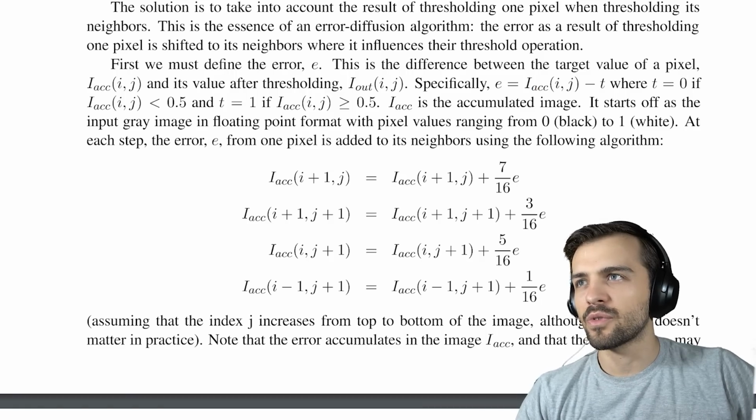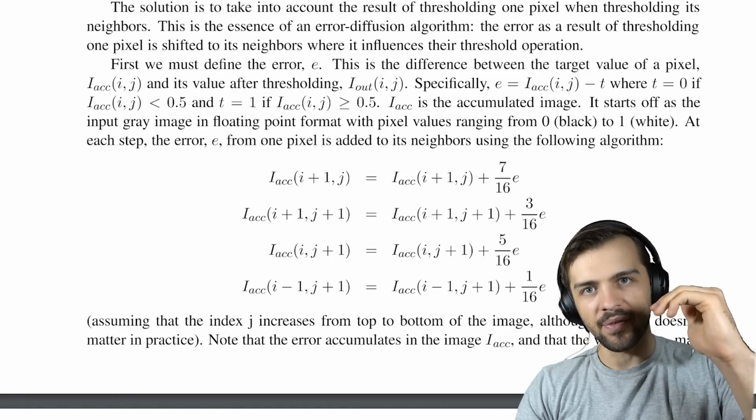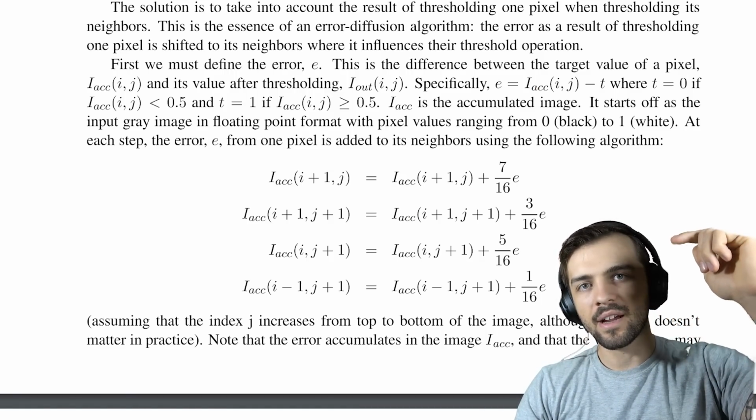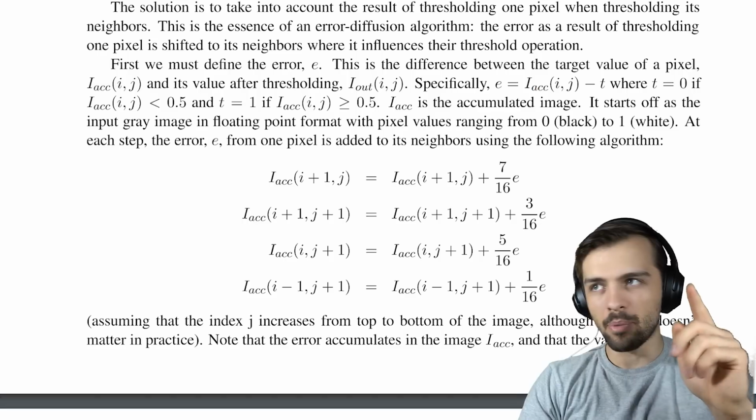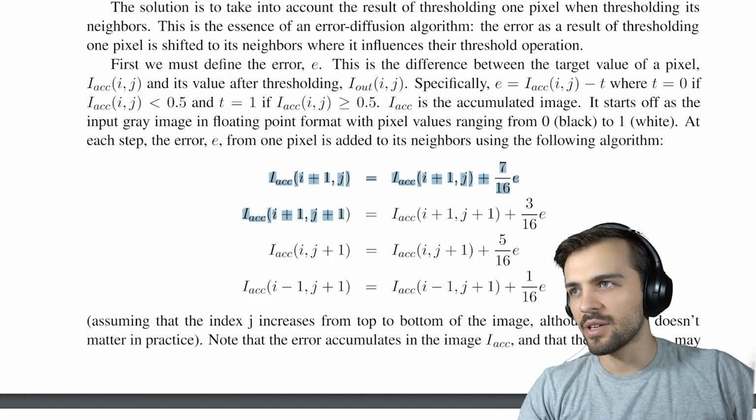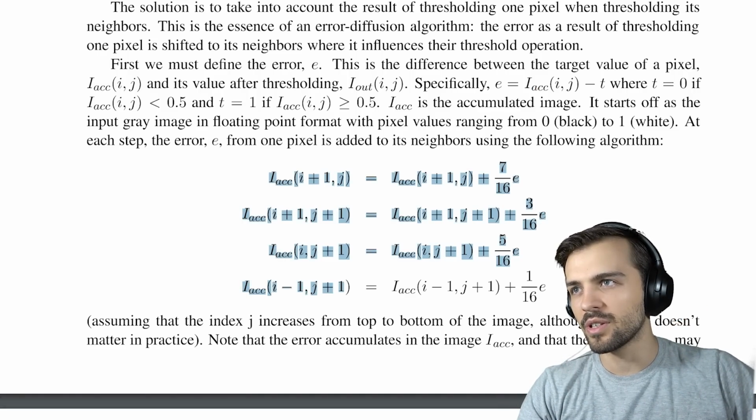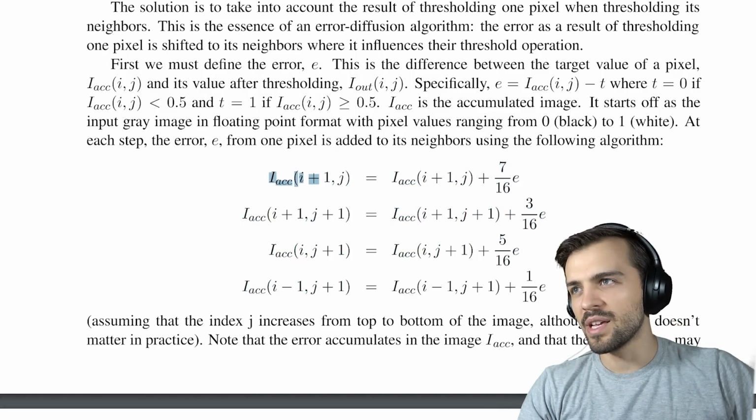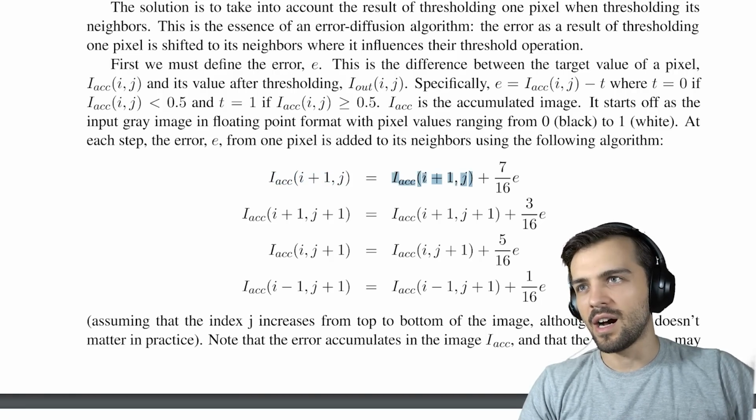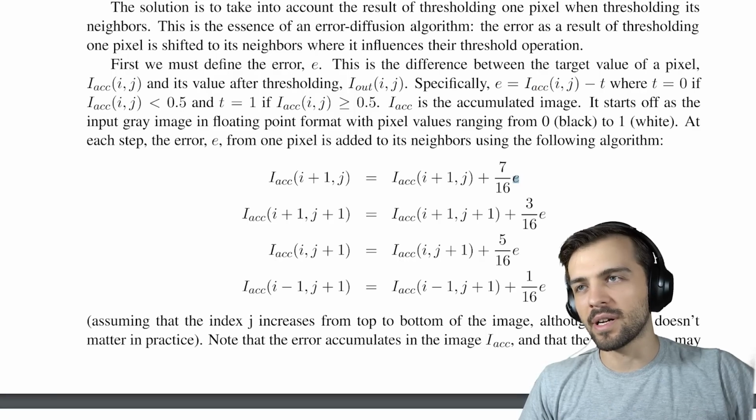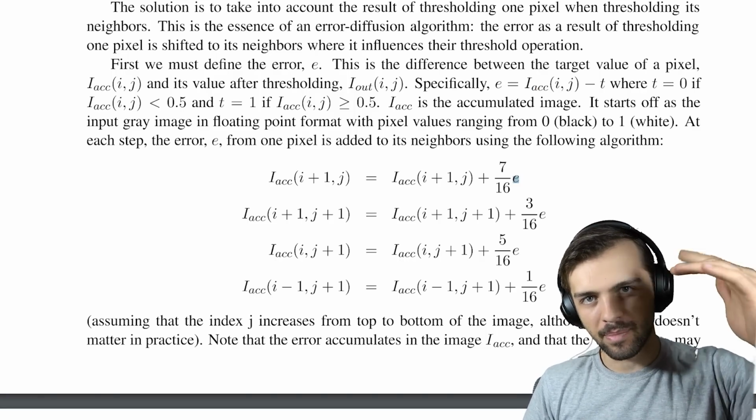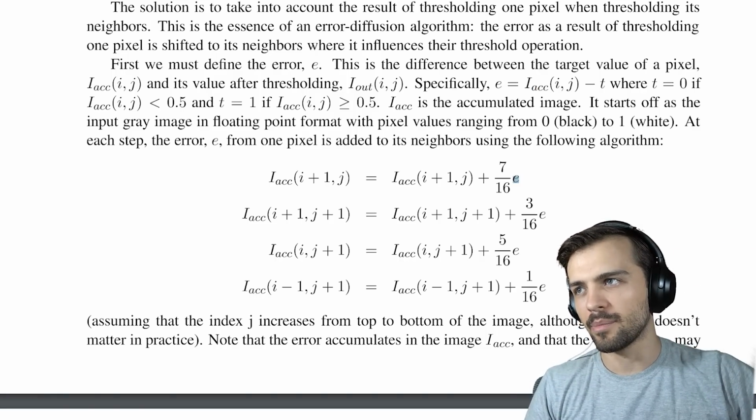So the error, if I round from 0.7 up to 1, is going to be negative in that case. And then if I'm at point ij, I change all the values of the neighboring pixels of the original image based on that error. So this pixel, which is originally 0.5, goes to 0.5 plus 7/16 of the corresponding error. So if the error is negative, it's going to be a little bit darker. So it's going to move down a little bit.